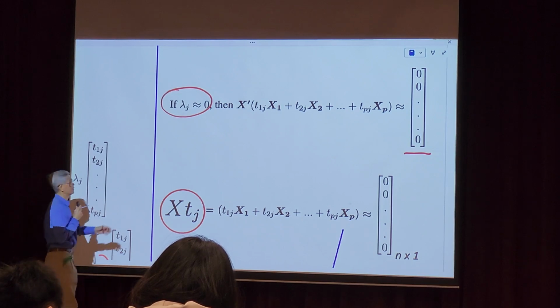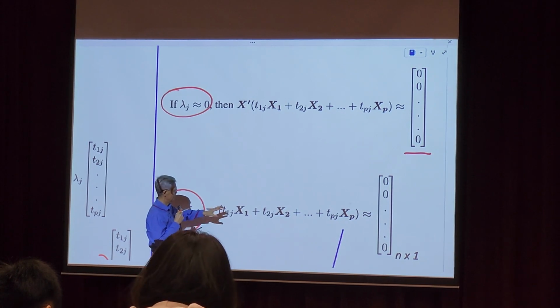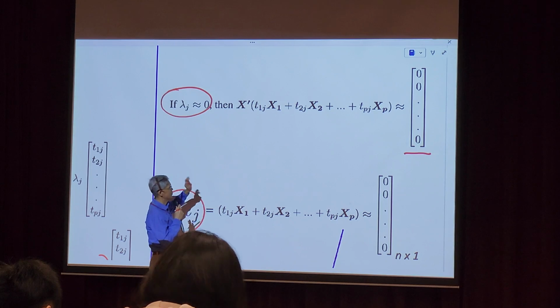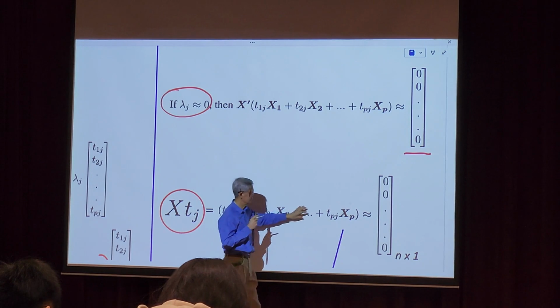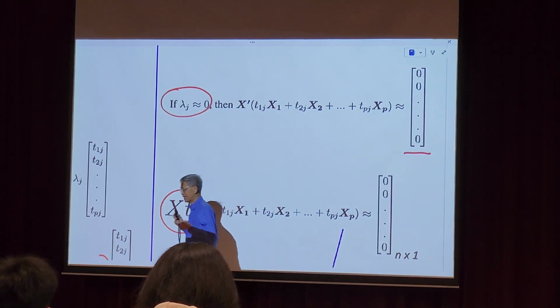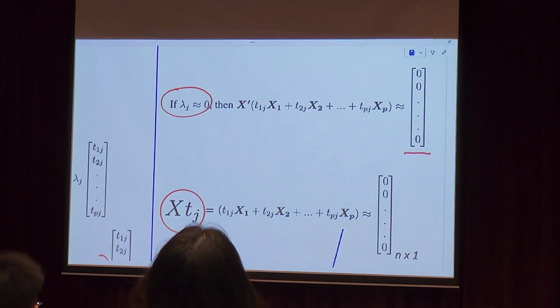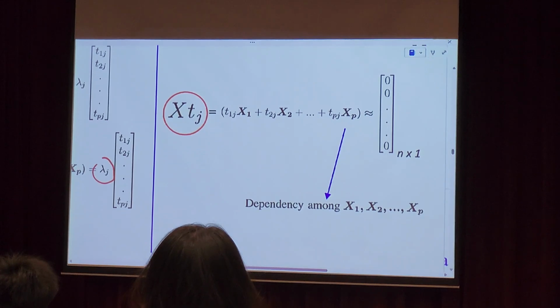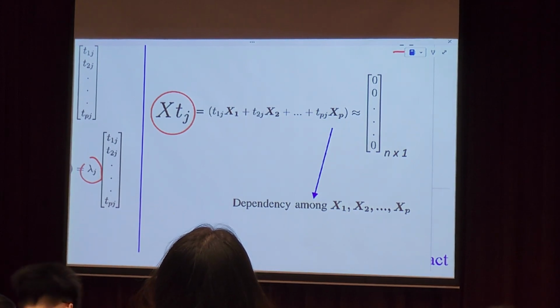Now, let's take a look. So now, if lambda j is small, then this linear combination of x is approximately 0. So what does that mean? This means we have established a relationship concerning the dependency among x1, x2 up to xp. They are related this way.